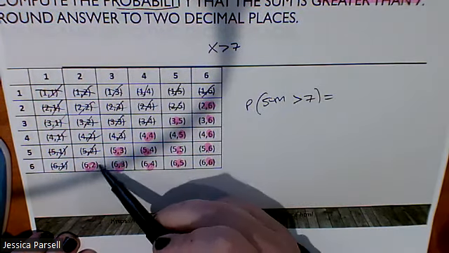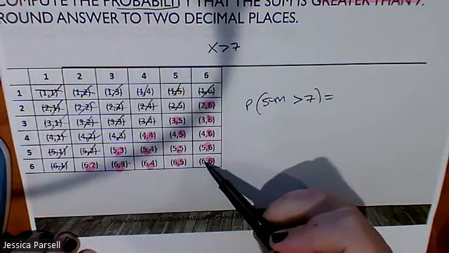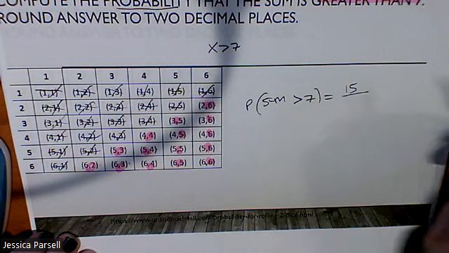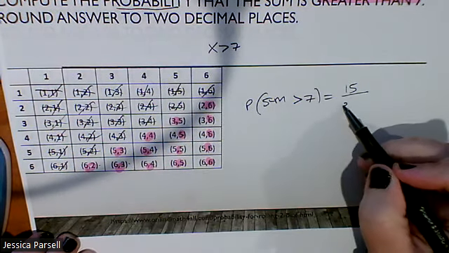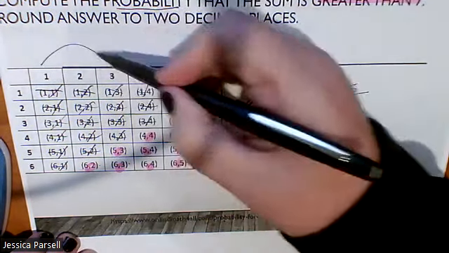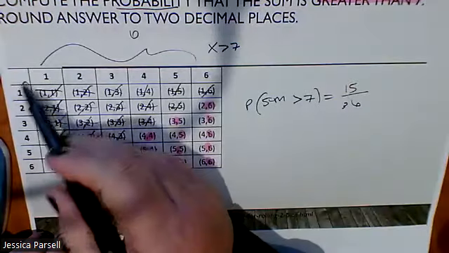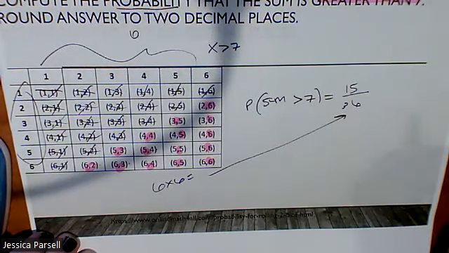Well, we have 1, 2, 3, 4, 5, 6, 7, 8, 9, 10, 11, 12, 13, 14, 15 possibilities of that happening, out of all of these, which is 36. If you think about it, this is 6 here and this is 6 here, and 6 times 6 gives us that 36.